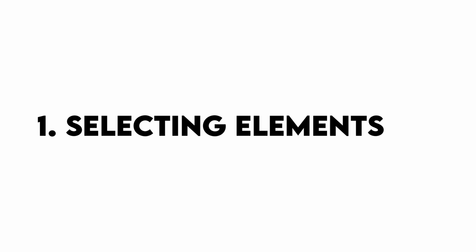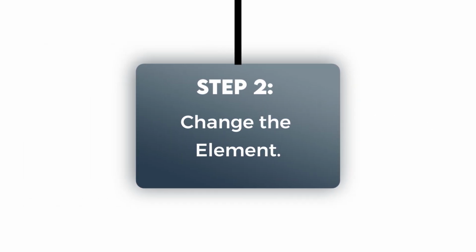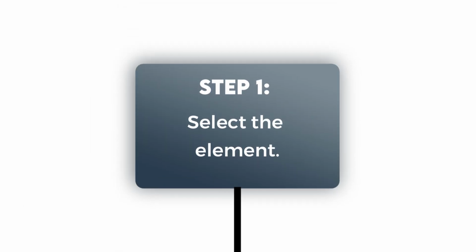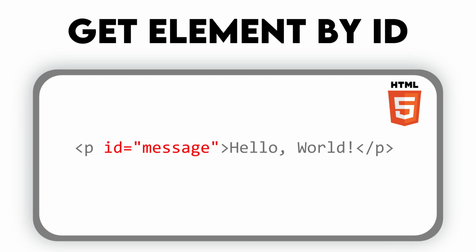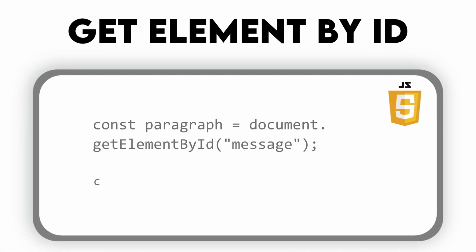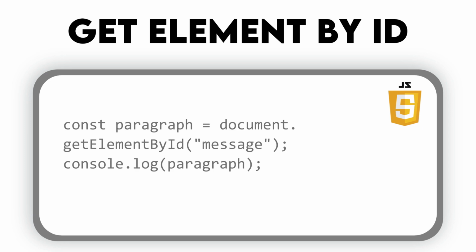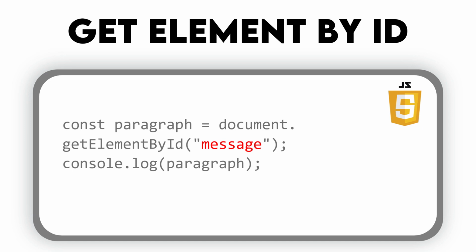Firstly, selecting an element. If you want to change an element on a web page, you first need to select it. The most common way is by using getElementById. So, if you insert an ID into a tag, you can recall it using document.getElementById. In this example, I used the ID message in the paragraph tag, and I console.logged the paragraph. This retrieves the paragraph element basically, so we can modify it.